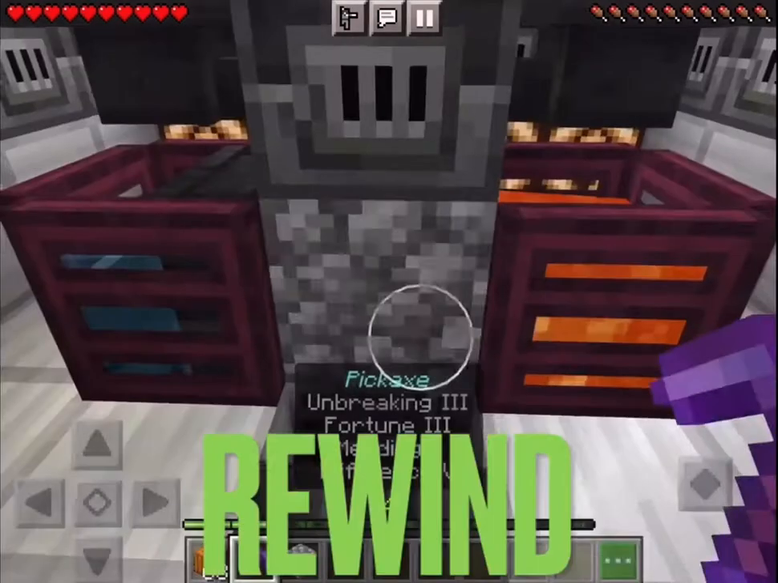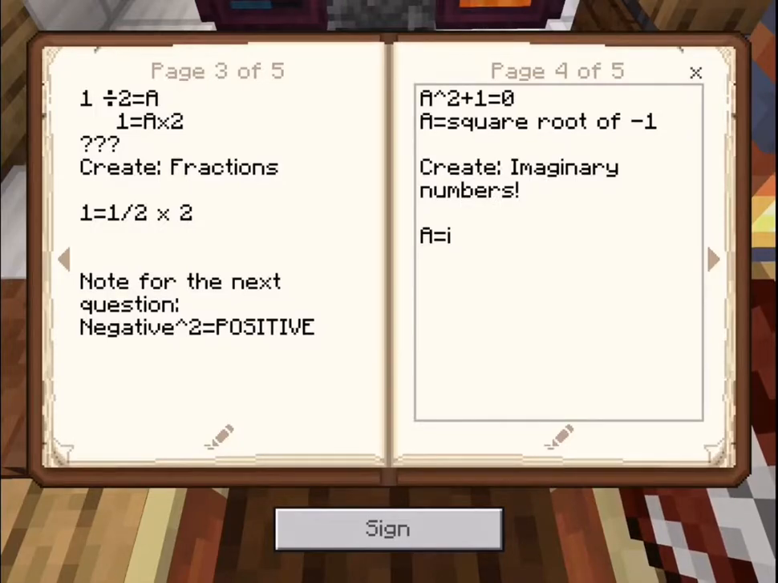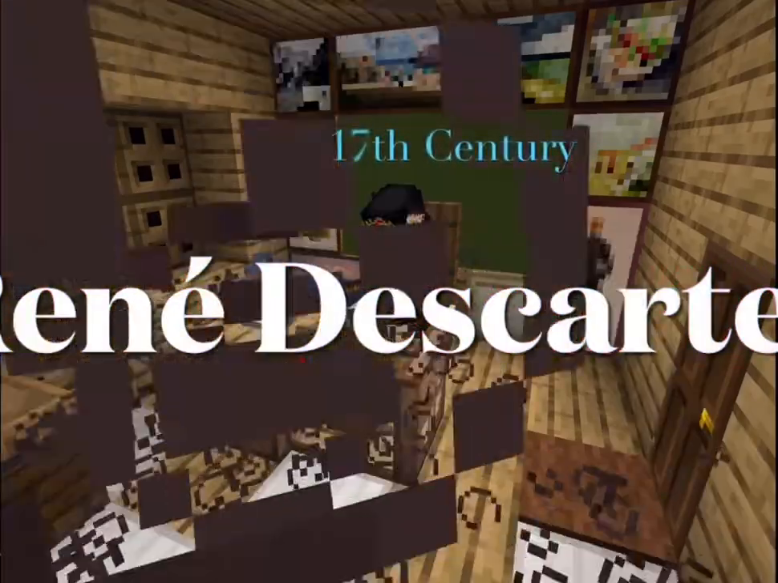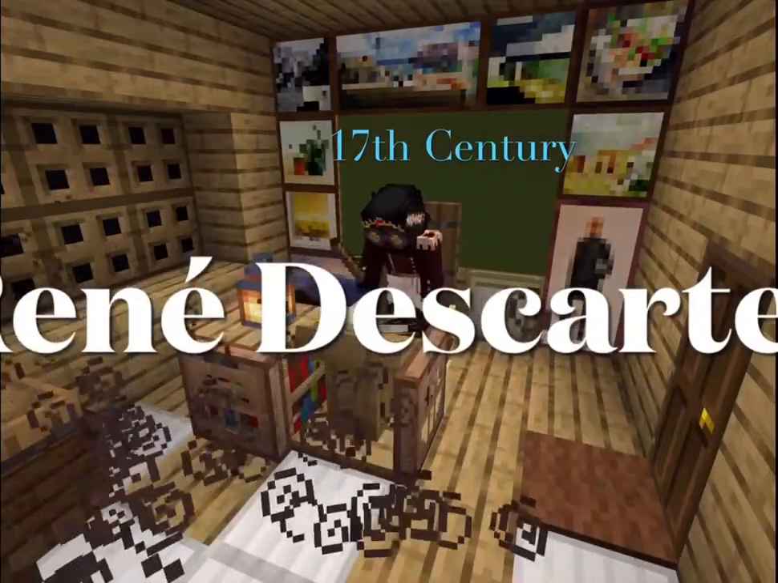But wait a second. Although we cannot solve it, we can simplify it. So, a is just equal to the square root of -1, and we use the letter i to represent it. We have the unit of the imaginary numbers. By the way, the imaginary number was created by René Descartes in the 17th century.